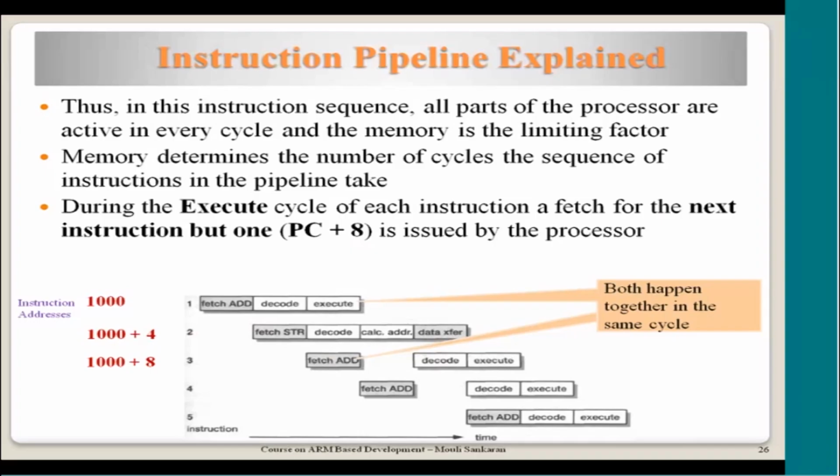So please remember this particular case where the actual execution of the instruction at 1000 is happening, R15 is pointing at 1000 plus 8 to fetch the instruction from the memory. So this is the anomaly that we should be aware of as an assembly programmer.